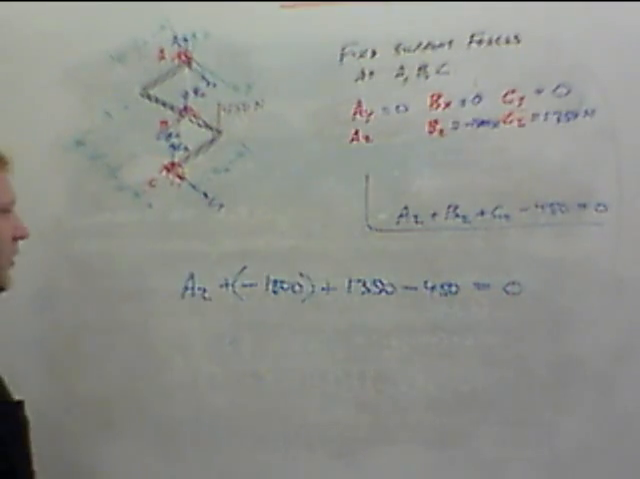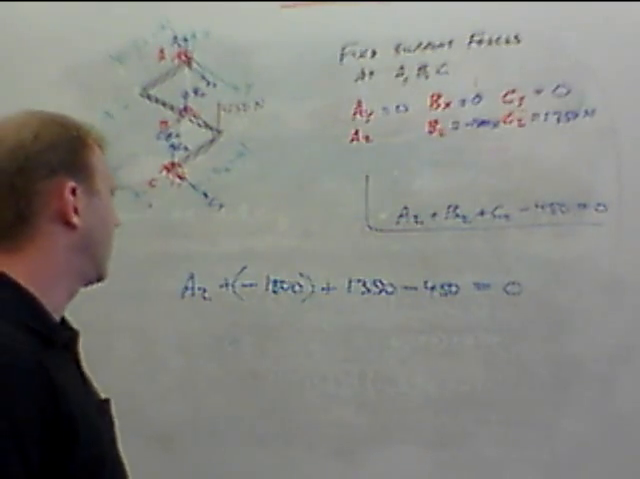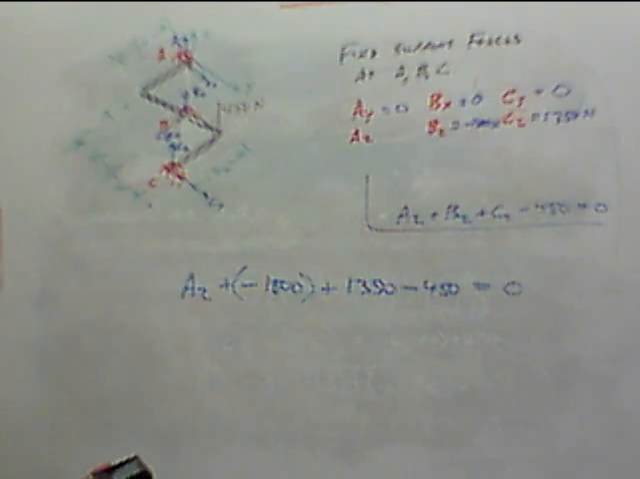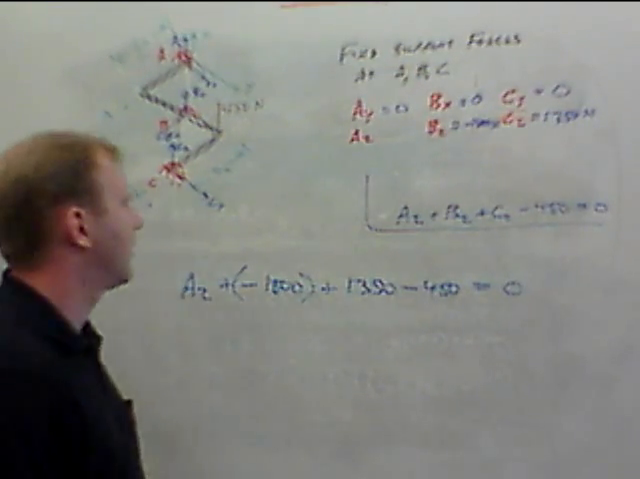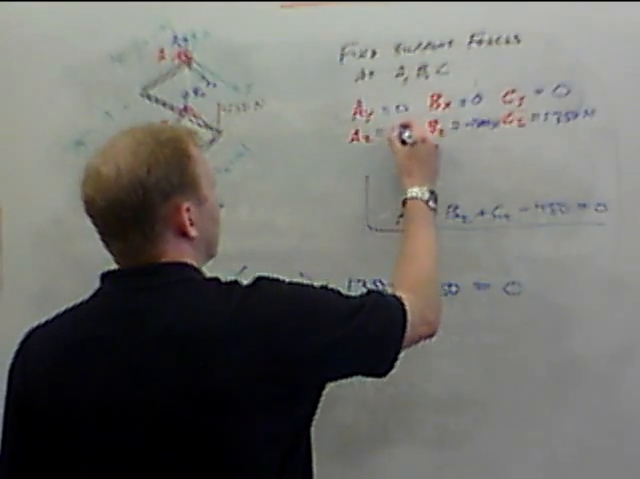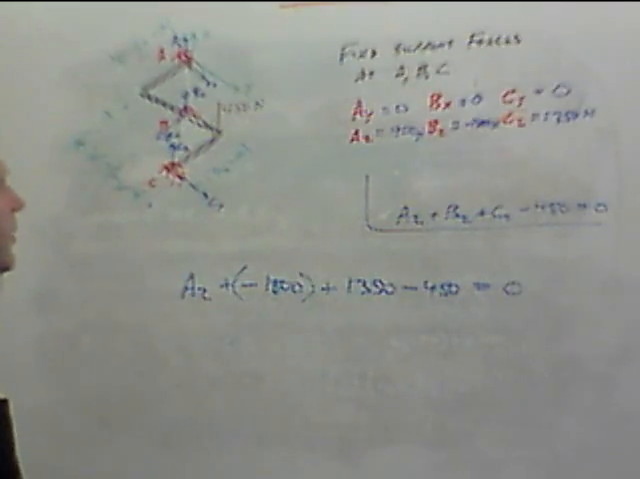Okay, so we end up with, I'll do this on the calculator, make sure I get it right. So 1800 plus 450 is 2250. It should be 900, I believe. 1800 plus 450 minus 1350 is 900. AZ is a positive 900. Okay, and those are our support forces.